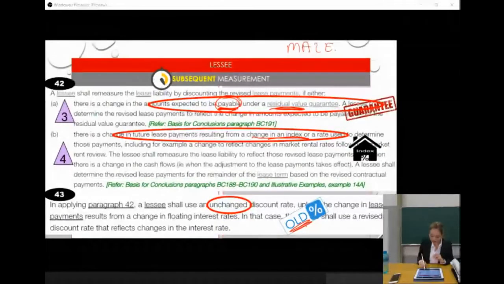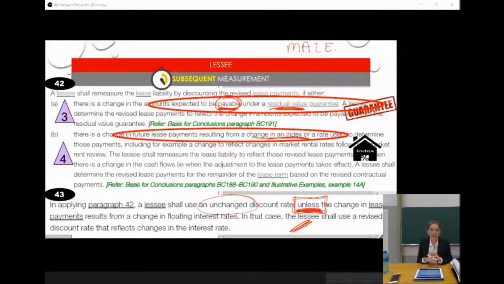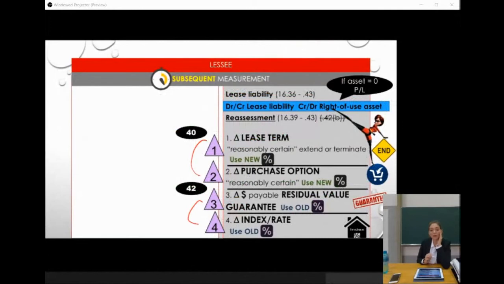And then there's an unless hidden under this picture over there. We'll get to this unless later. So for now, we just know that we use an unchanged discount rate. Good. So there are our reassessments of the lease liability, our remeasurements that we have to do. The first two are our female remeasurements, and number 3 and 4 are our male remeasurements. For the first two, we use a new interest rate, whereas for the last two, we continue using the old interest rate.